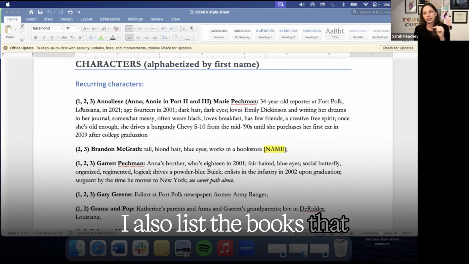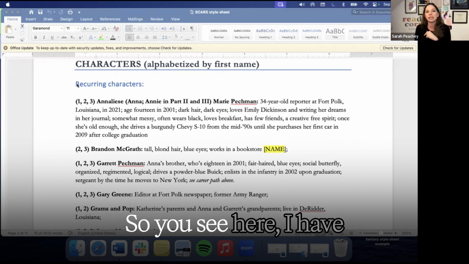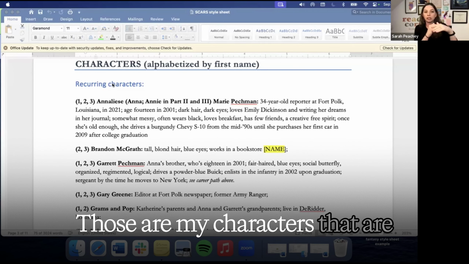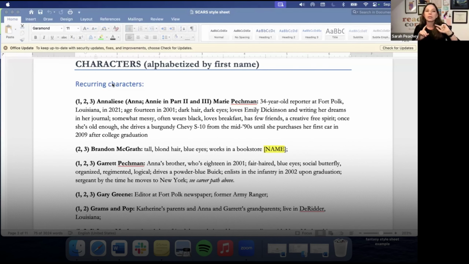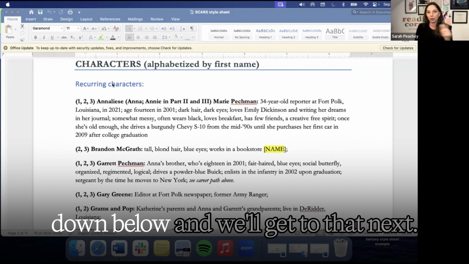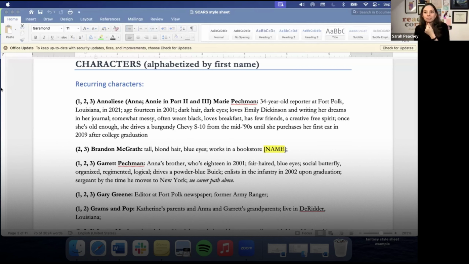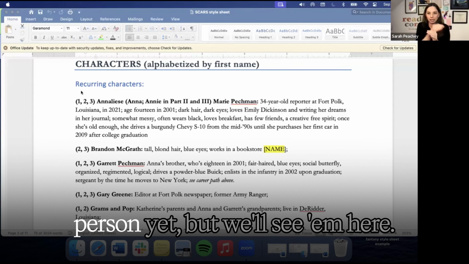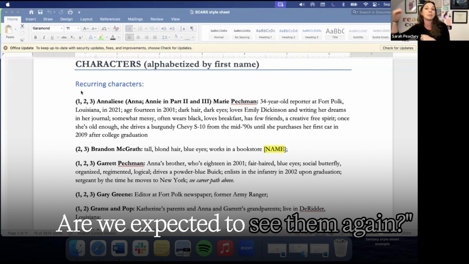I also list the books that the characters will appear in. So you see here, I have recurring characters at the top. Those are my characters that are going to appear in more than one book. The minor characters that might only appear in one book at a time are down below, and we'll get to that next. This is just the easiest way to know, okay, we haven't seen this person yet, but we'll see them here. Are we expected to see them again?